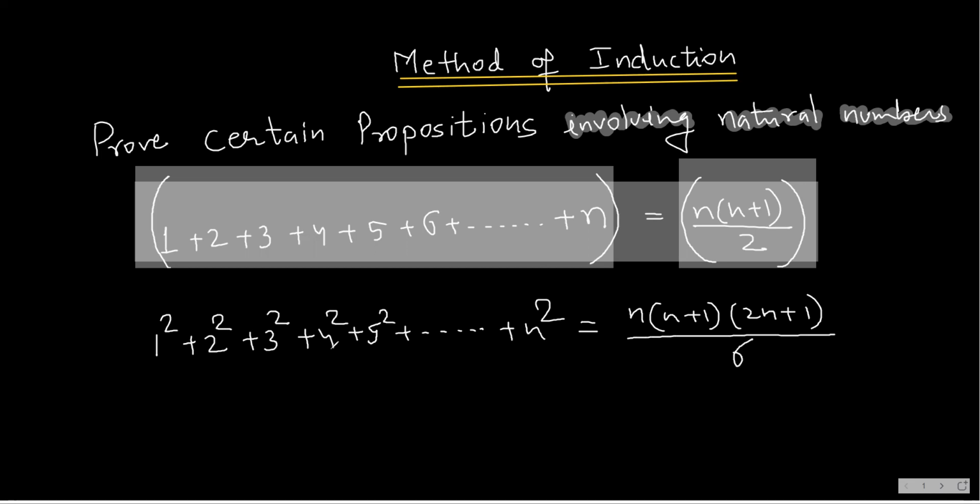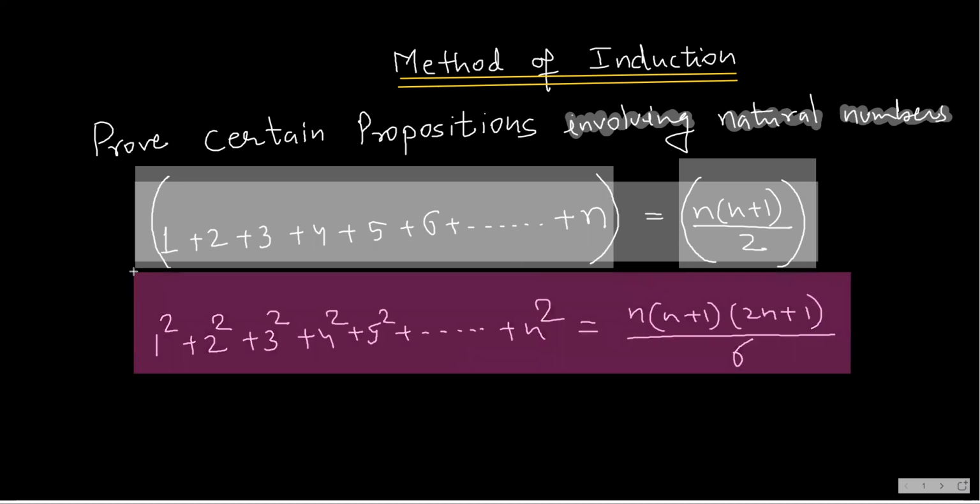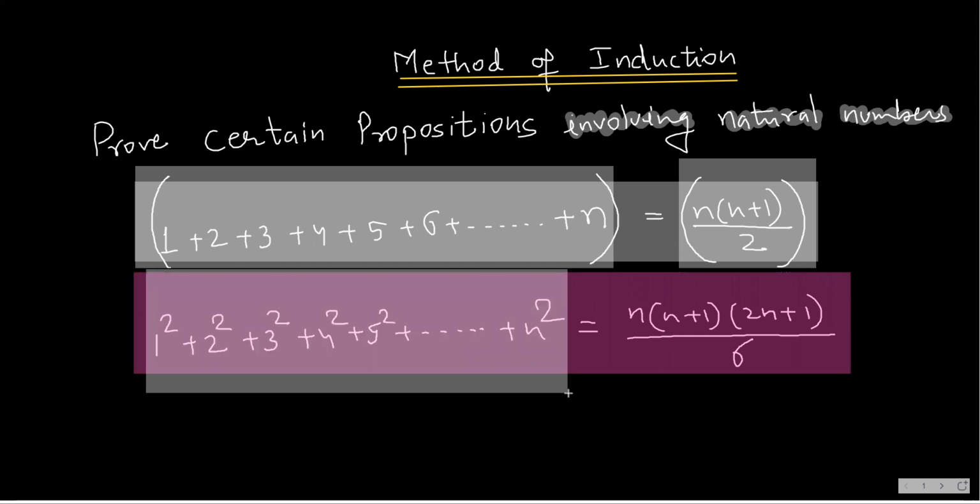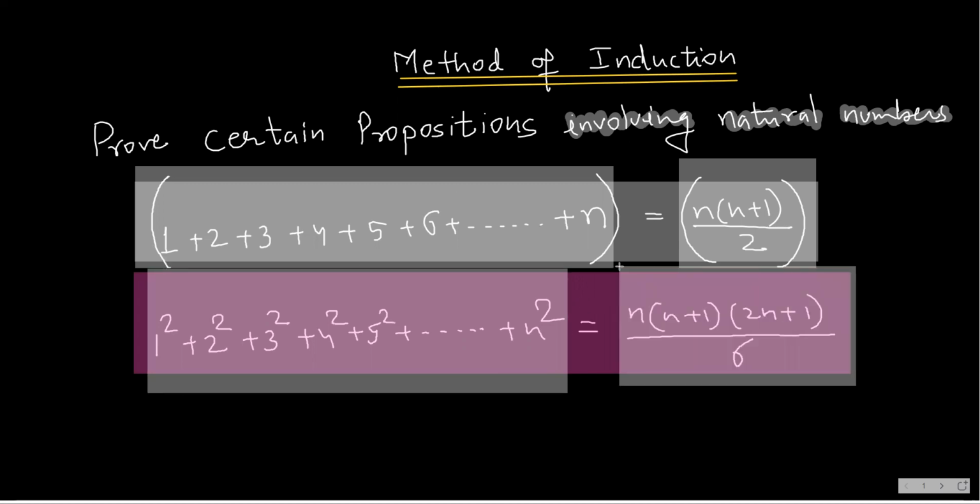See, these all are propositions. What are you stating in this proposition? You state that the sum of squares of first n natural numbers is equal to n into n plus 1 into 2n plus 1 upon 6. For example, if I have the sum of squares of first 20 numbers, I want to get the sum.